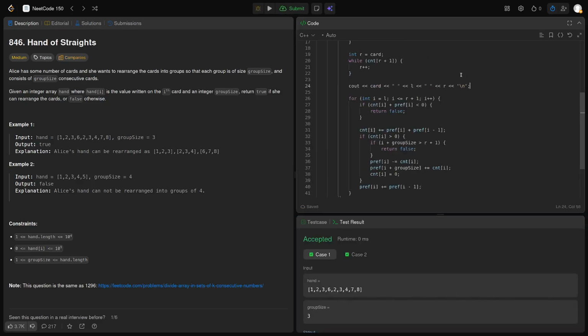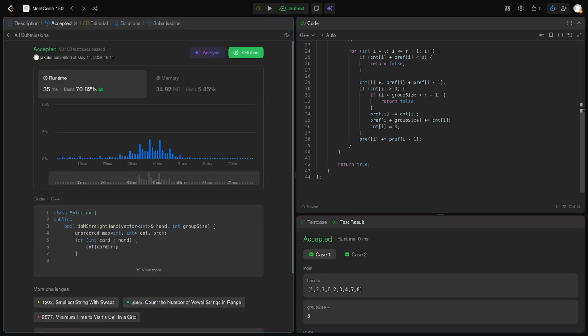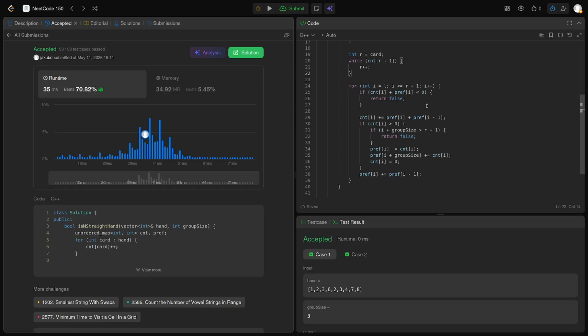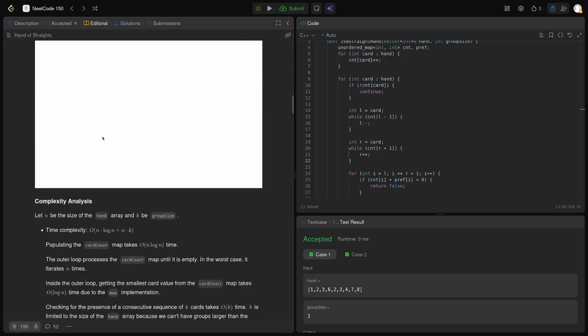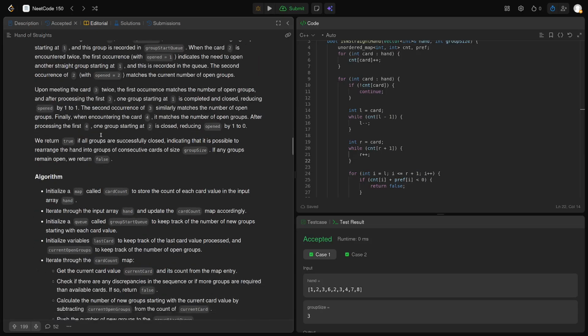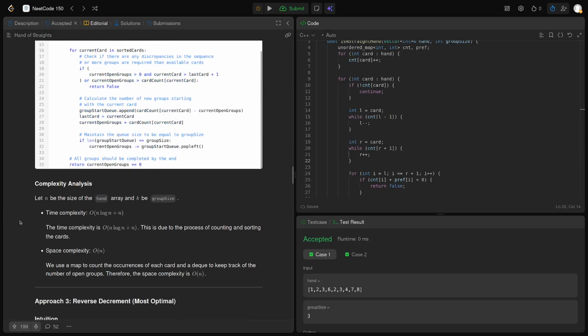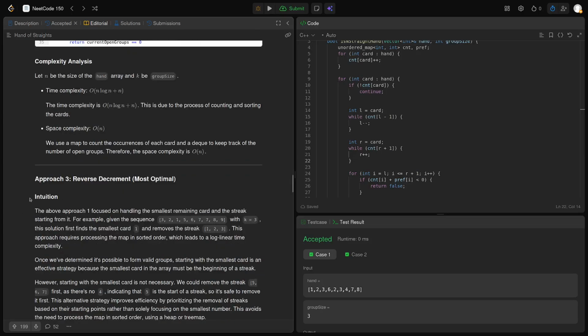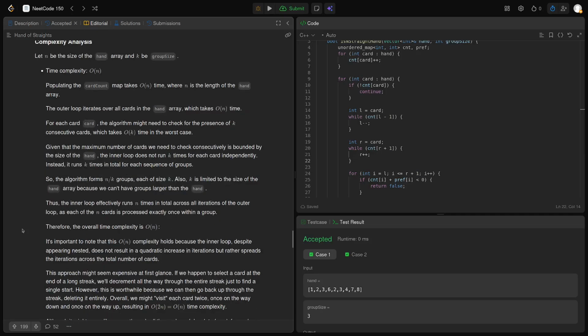So magically, I think what happened is that we have an O(N) solution right now. Not sure, but yeah, okay. It's very slow for O(N), but fair enough, I guess. Okay. Let's see what the editorial says. Optimal. Optimal and most optimal. What is that, bro?